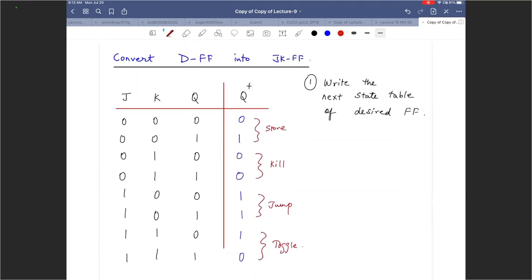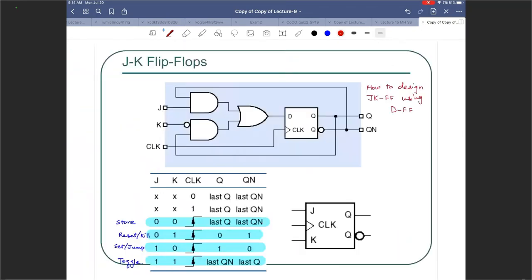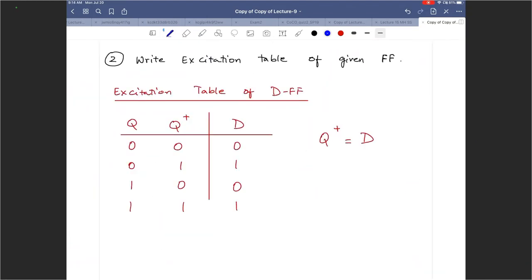Next, I'm going to essentially copy this and, oh, sorry, that's step three. Step two is to write the excitation table. New word here, excitation table. What is an excitation table? Okay, write an excitation table of the given flip-flop. What are we given? What do you already have? Well, we already have a D. We desire a JK flip-flop, but we already have a D flip-flop because we are trying to design JK using D. So we already have a D flip-flop. So I need to write the excitation table of a D flip-flop.